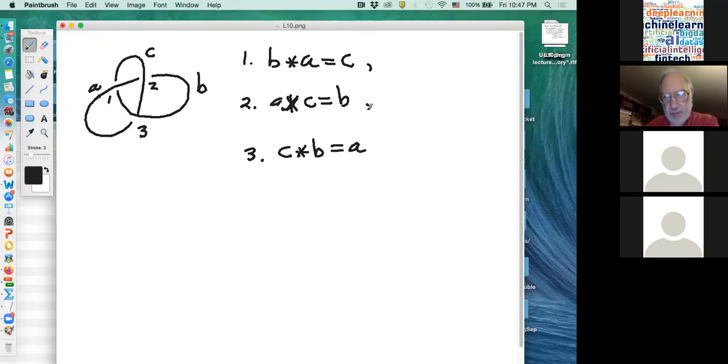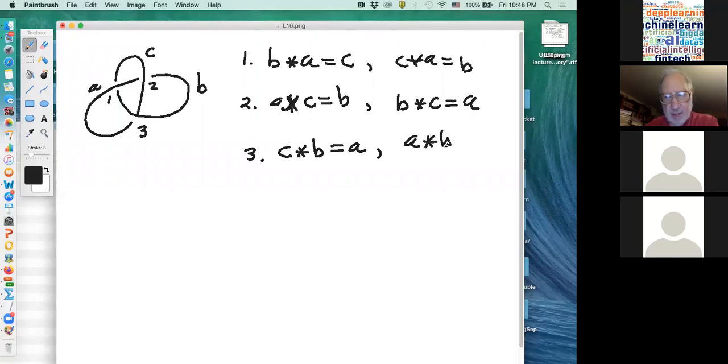Those are not the only relations that I can write down that follow from the quandle axioms. For example, I can walk backwards. If I walked backwards, then instead of seeing B times A equals C, I would see C times A equals B. I'm walking backwards. C times A equals B. And then I would see B times C equals A at 2. And then at 3, I would see A times B equals C.